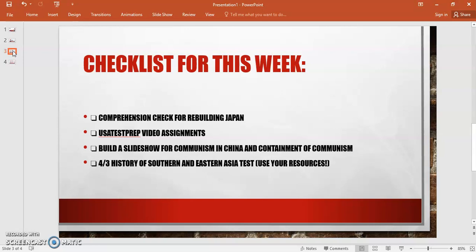Now, we want you to use your resources. We want you to do the best you can. So please take this opportunity to do well. Take this opportunity to take your time and do it when you feel you're ready. I'm going to show you exactly what each assignment looks like so you can understand exactly how to do it.